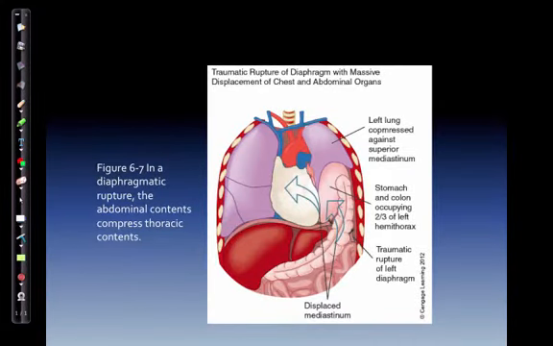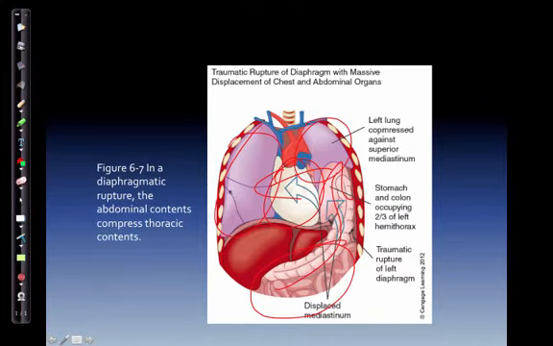This is figure 6.7, and in a diaphragmatic rupture, the abdominal contents compress the thoracic contents. So we've had a rupture, and essentially the intestines spill into the thoracic cavity. This can cause mediastinal shifts, lower cardiac output, and decreased surface area for breathing. A lot of things can go wrong in a very short amount of time if this occurs.